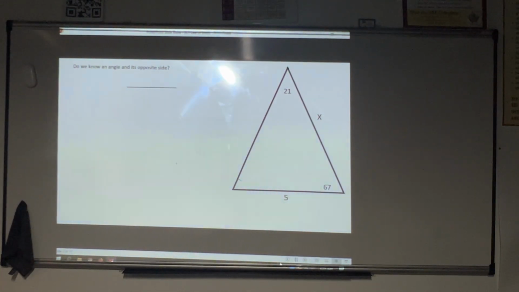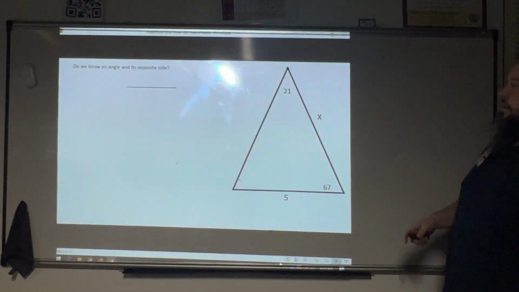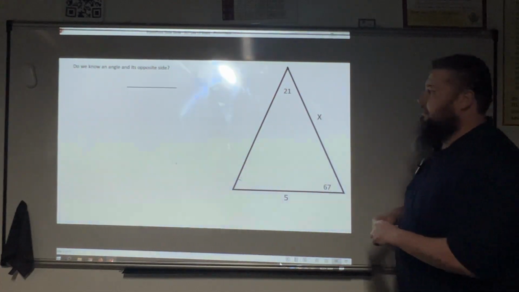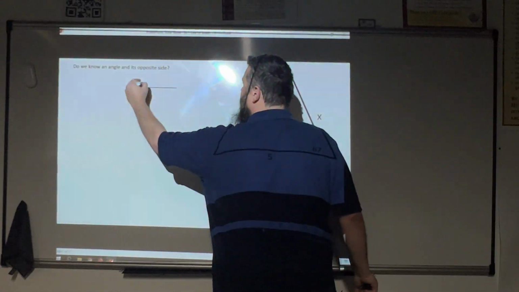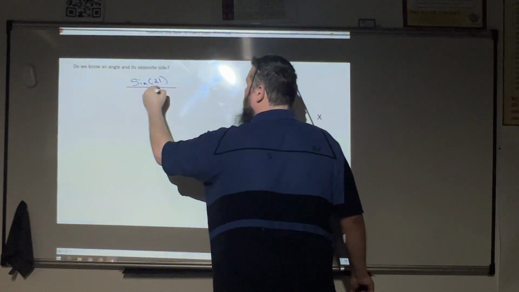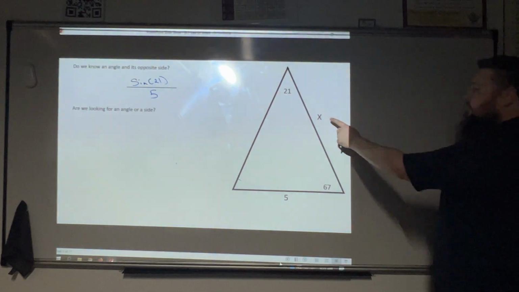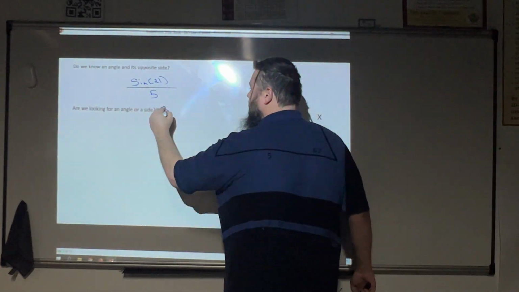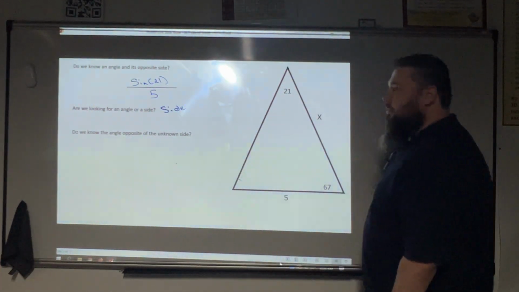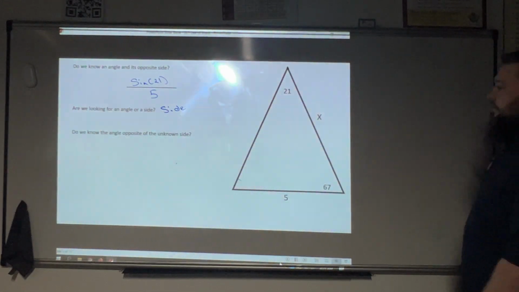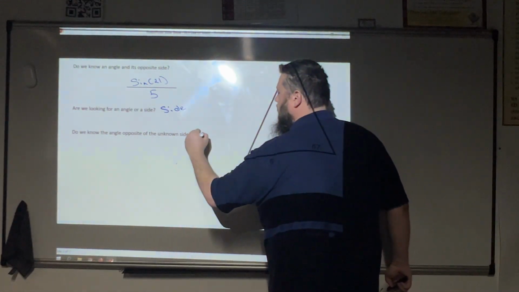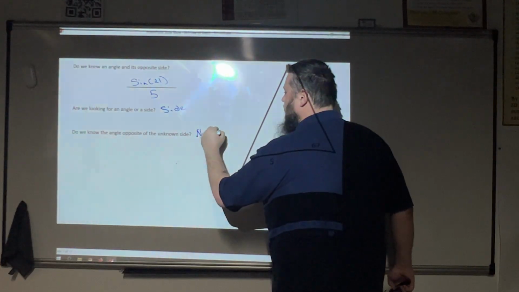So our first question, this is kind of a habit of mine to get into if you want to do these efficiently every time. I know we just did it, but do we have a known angle and its opposite side? Yes. So I'm going to start with my two knowns. Are we looking for an angle or a side? I'm looking for a side. Do we know the angle opposite of the unknown side? No. But we can find it.